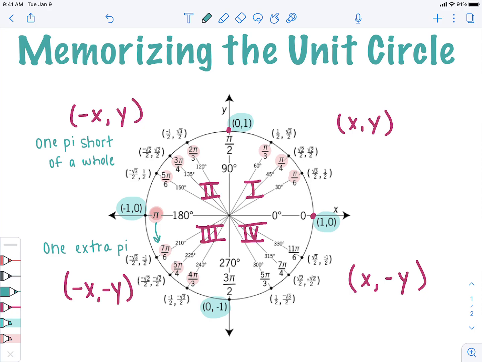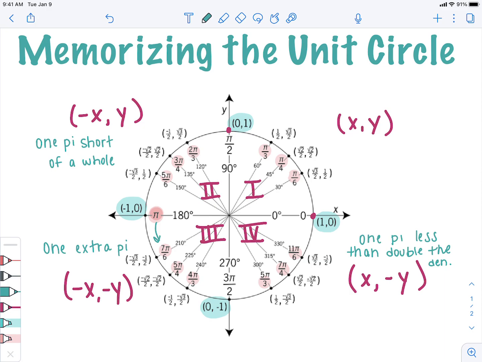And then in my fourth quadrant, I'm 1 slice short of having 2 full pies. So whatever double my denominator is, I'm just 1 short of that. So double 3 is 6, minus 1, 5. Double 4 is 8, minus 1 is 7. Double 6 is 12, minus 1 is 11. So this is 1 pi less than double the denominator.